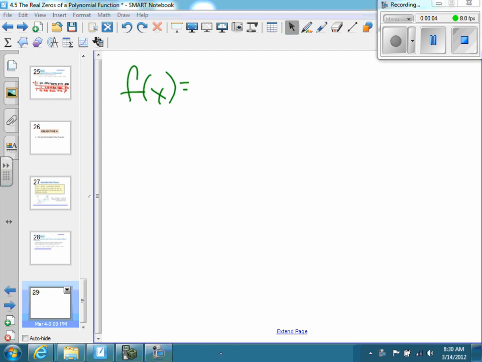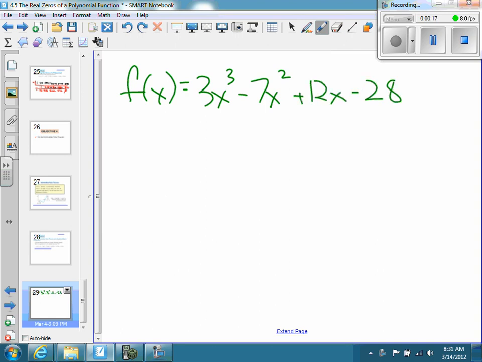And f of x is equal to 3x cubed minus 7x squared plus 12x minus 28. So let's go through the whole process here of trying to find rational zeros. First off, what's the most rational zeros I can have?